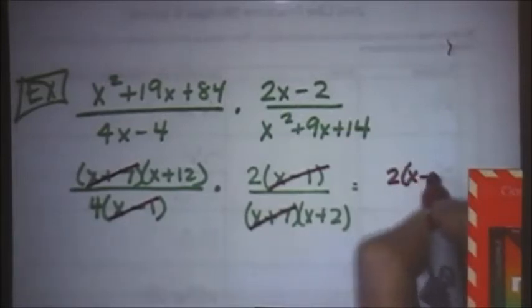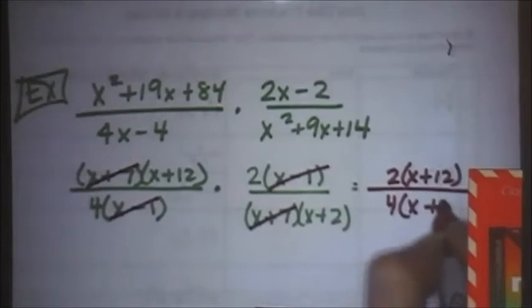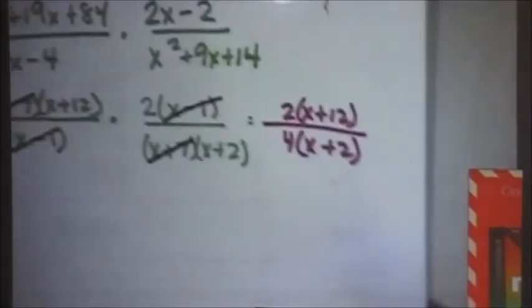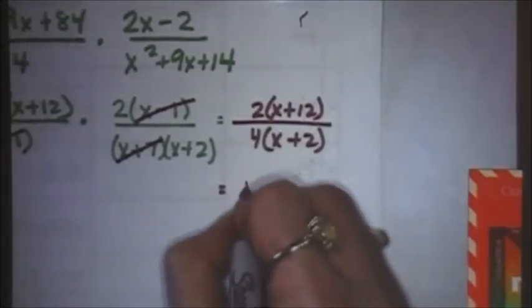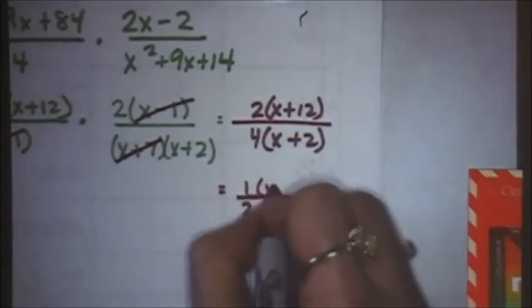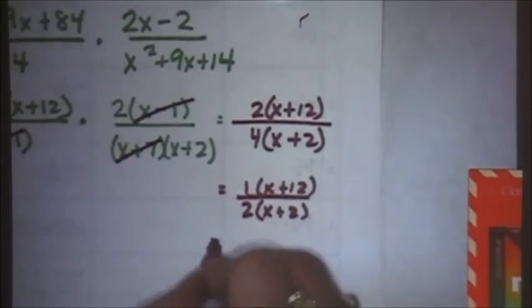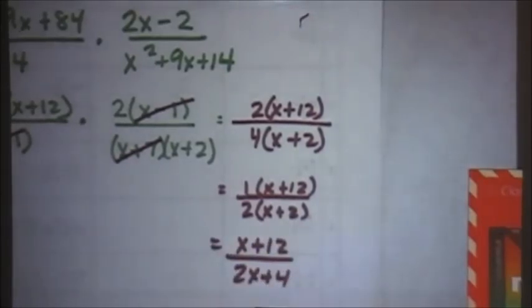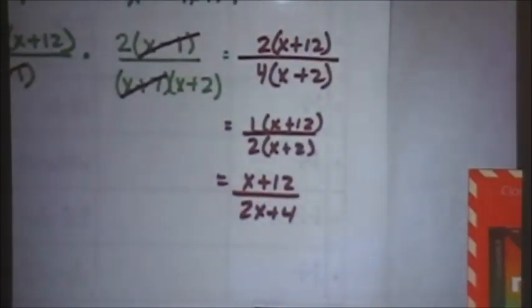So I have 2 times x plus 12 over 4 times x plus 2. Oh, I missed this, but when I wrote it down, I see 2/4 actually simplifies. So I can reduce that to 1 over 2, with x plus 12 on top and x plus 2 on bottom. And you can distribute, so you'd end up with x plus 12 over 2x plus 4 on bottom. And that's your final answer. And that's how you multiply and divide rational expressions.